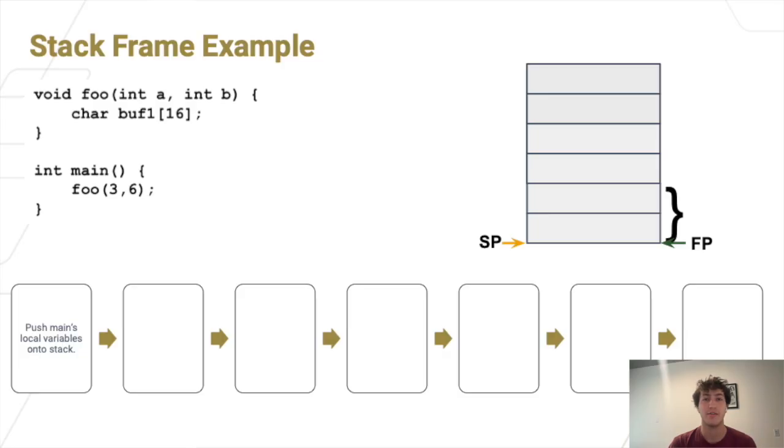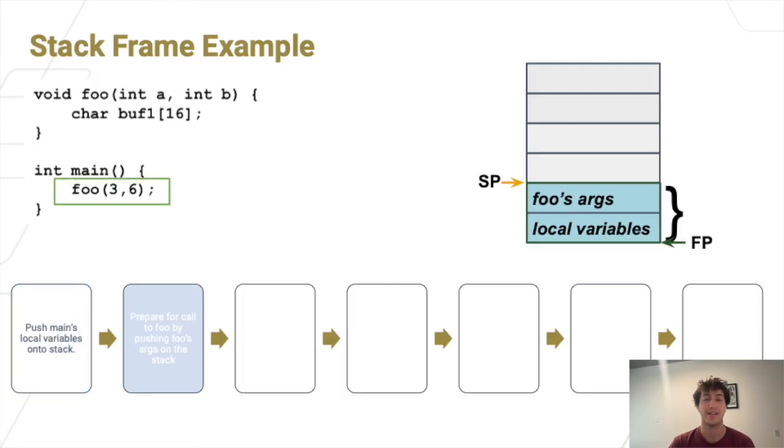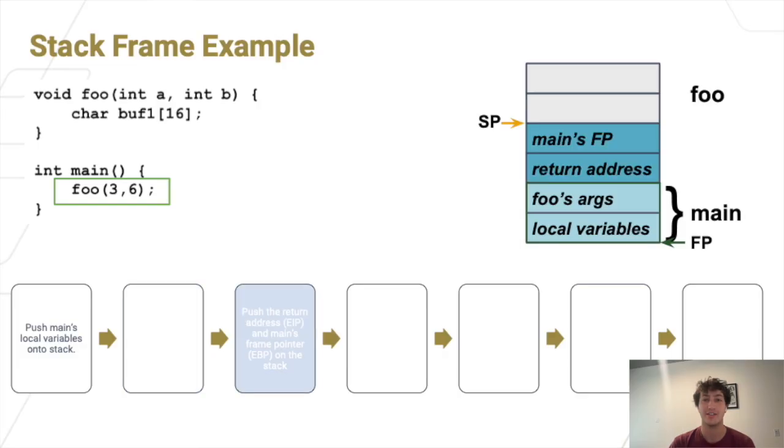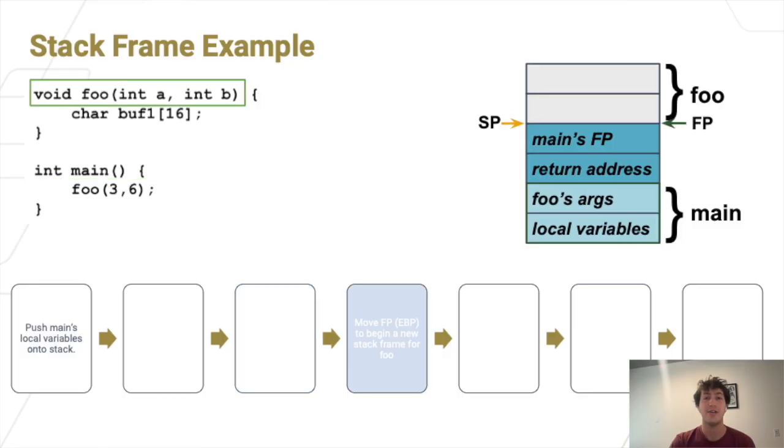Let's start with an example of calling the foo method from within main. For each thing we add to the stack, we are also moving the stack pointer up to stay at the top of the stack. So, for the stack buildup, the first thing we have to do is save main's local variables on the stack. Next, we put the arguments for foo onto the stack. Then, we add the return address so the CPU knows where to continue execution after returning from foo to main, as well as main's frame pointer so that we can return to the old frame. Now, we shift the current frame pointer, RBP, and we start going through foo.